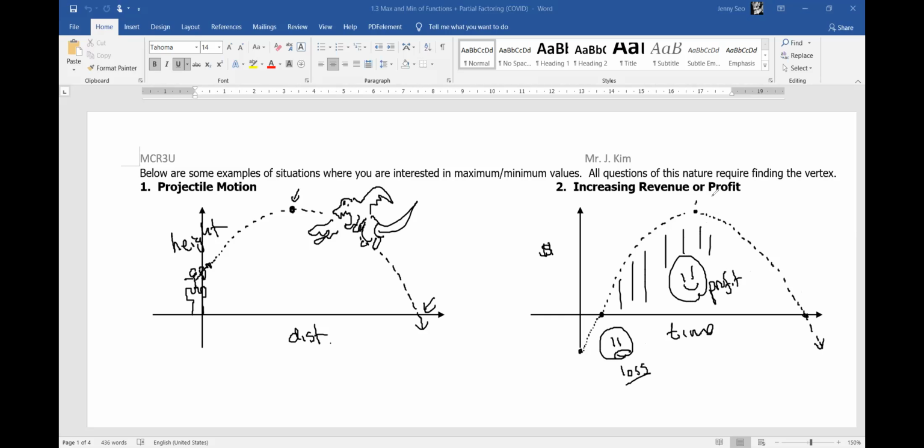So if you want to maximize profit, maybe you want to sell your business here and disappear. I don't know, right? That could be one thing.